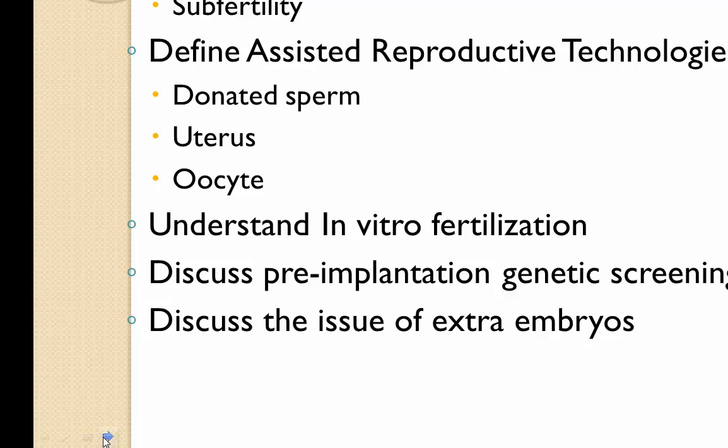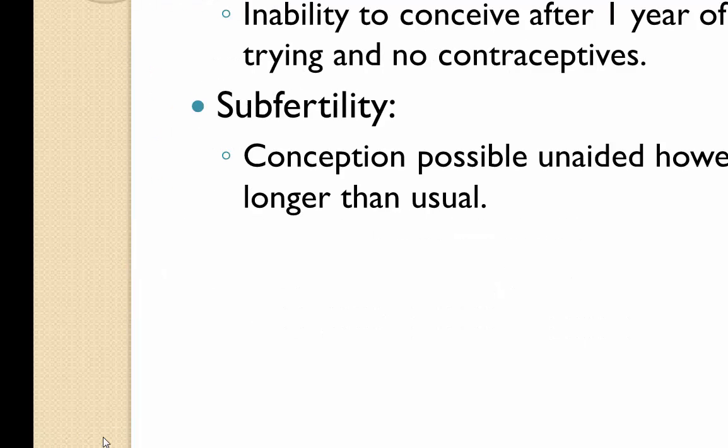What we're going to talk about in our objectives is we want to understand some terms such as infertility and subfertility. We're going to talk about some assisted reproductive technologies. We're going to learn a little bit about in vitro fertilization. We're going to talk a little bit about pre-implantation genetic screening and maybe what we should do when we have extra embryos.